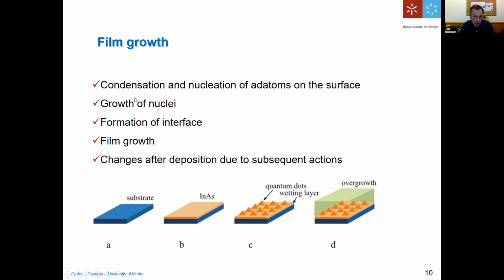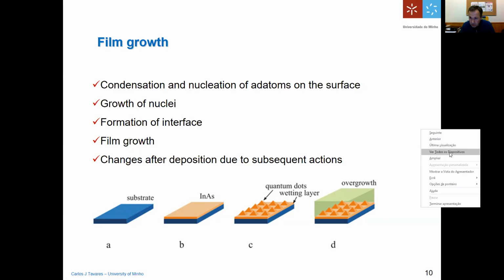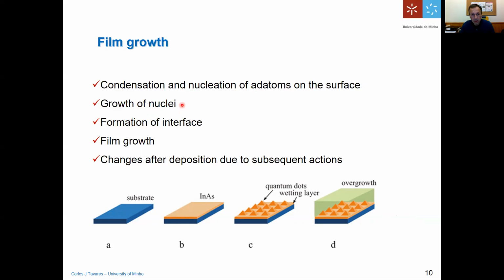It's condensation and nucleation of atoms on the surface. So for specific materials, you need to know the kinetics of this nucleation, okay? If the atoms have less or higher mobility, the growth of the nuclei. So the growth of the nuclei is the development of the first nucleation of clusters of atoms that reach the surface and are adsorbed, either physically or chemically, onto the surface, okay?